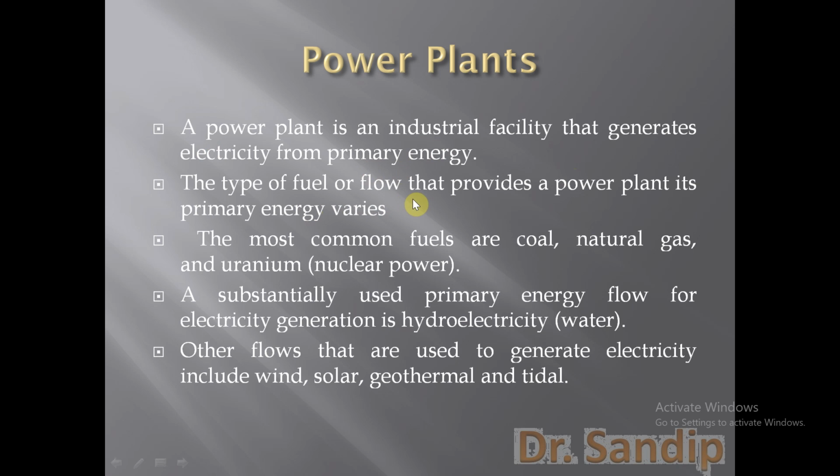Now the type of fuel or flow that provides a power plant its primary energy varies. The type of fuel that actually powers the power plant will vary, and based on this we have different categories. The most common fuels that are used are coal, natural gas and uranium. If you're considering a nuclear power plant, you're basically using uranium.